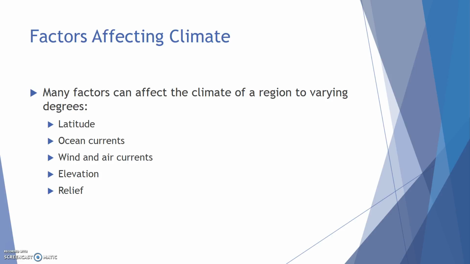And then we talk about the relief of a region, or the land formations of a region. So flat lands like the prairies are going to have a different climate than, let's say, the Rocky Mountains out in the west coast of Canada.